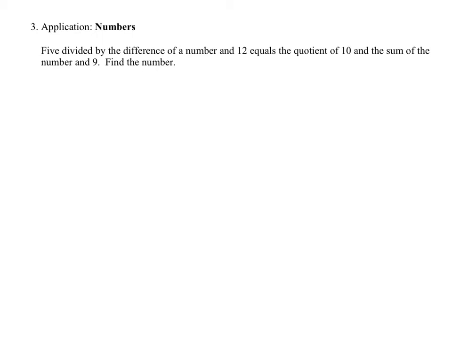All right. 5 divided by the difference of a number and 12 equals the quotient, which is another division way to say it, the quotient of 10 and the sum of a number and 9. Good? The quotient of 10 and the sum of the number and 9. Find the number. All right, I kind of got a little ahead of myself. I'm going to let n equal the number.